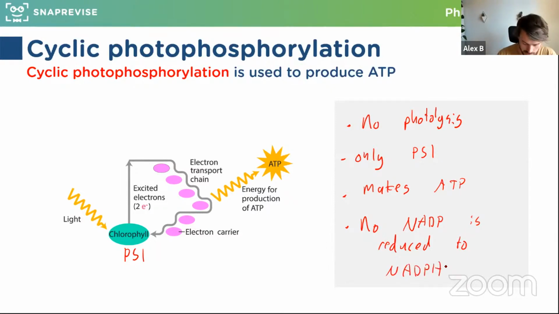Okay, so that was very quick, but I've kind of run out of time, so I just wanted to put that on there. This is useful because it creates ATP, which can be used in the Calvin cycle. Because if you remember, the Calvin cycle requires ATP, so it's kind of like stockpiling for that.